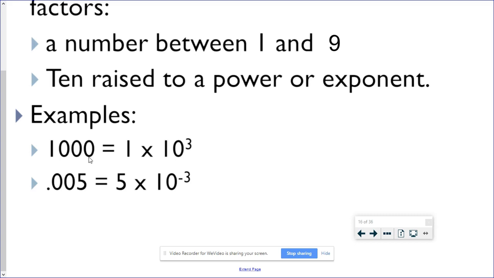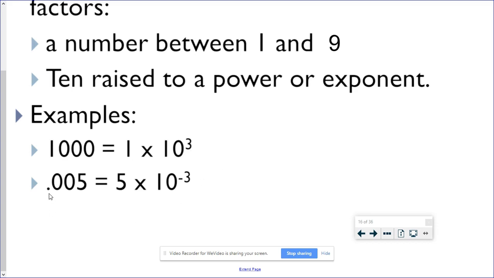If you're going to the left, that value is going to be positive. If you have to move the decimal point to the right, then the value that 10 is raised to is going to be a negative value. So here for 1,000, you're going to count how many spaces we're going to the left. So we would go 1, 2, 3. By moving the decimal point here, that makes this number between 1 and 9. So that would be 1 times 10 to the third because we moved to the left, so a positive value, 3 spaces.